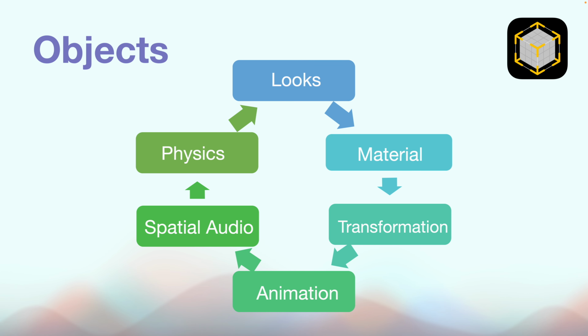So usually when people talk about objects, think about something that exists in the real world, and you want to bring the object into the digital world. What does the object have? There are some properties, right? So the object has a look, it has materials on it, transformation, animation, spatial audio, and physics. These are all the things that we want to consider while bringing those things into AR.